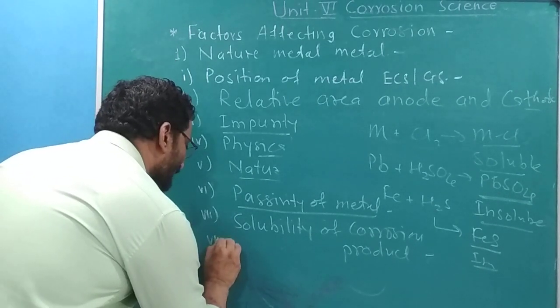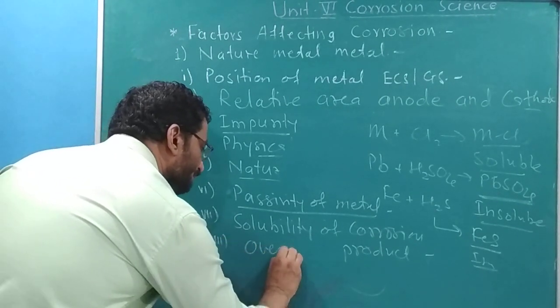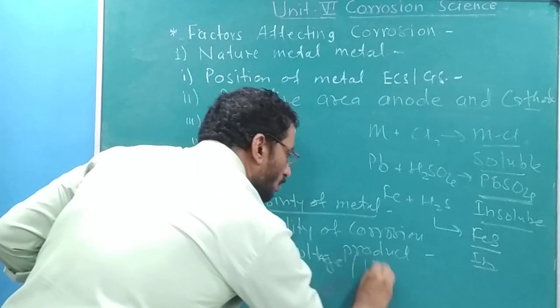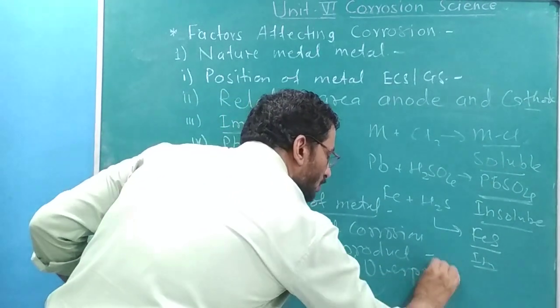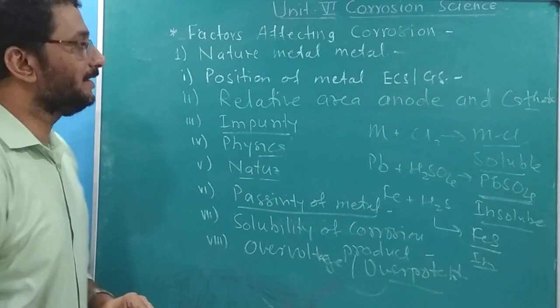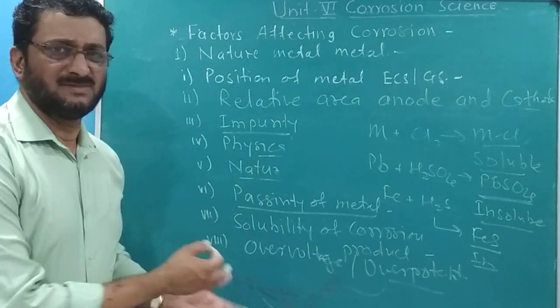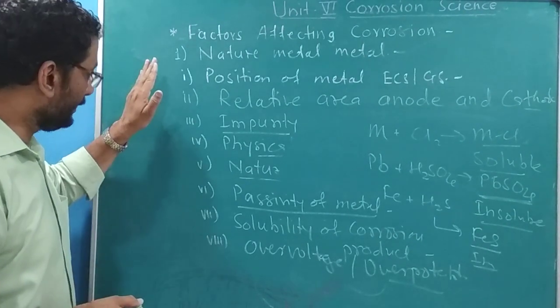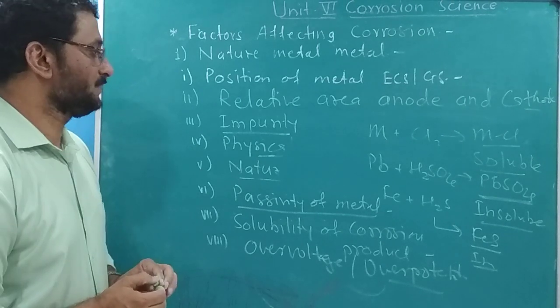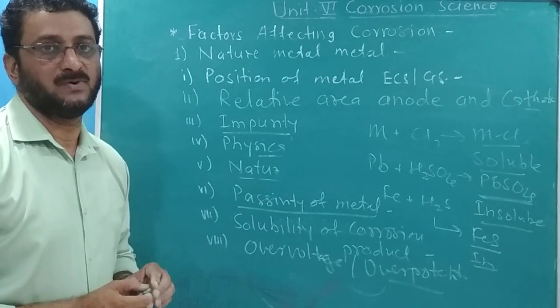And the eighth factor is overvoltage, or it is called overpotential. That I will explain in my next video. So these are the 8 factors coming under the heading nature of metal. I hope you have understood. Okay, thank you.